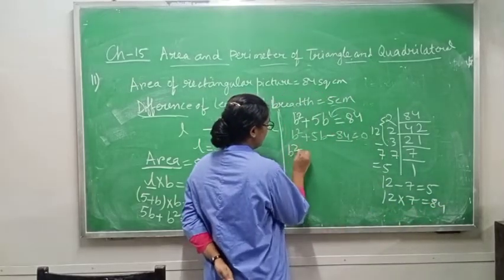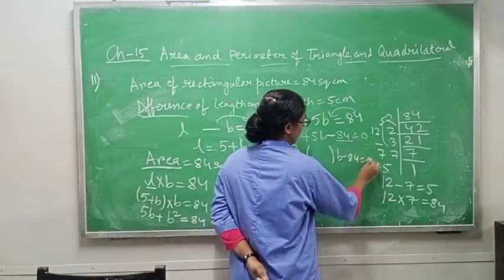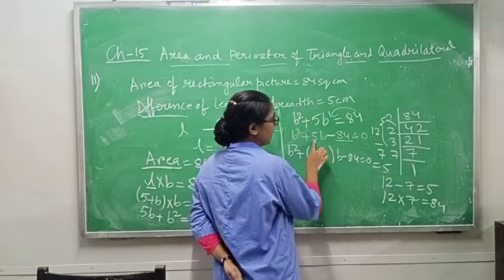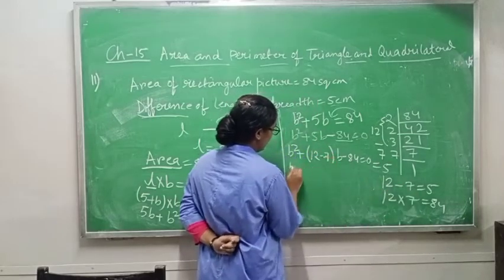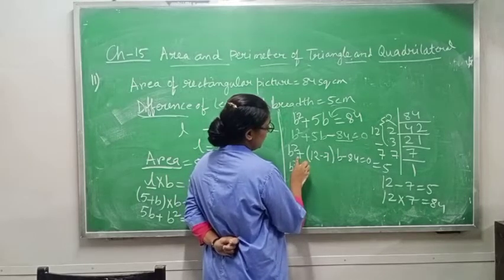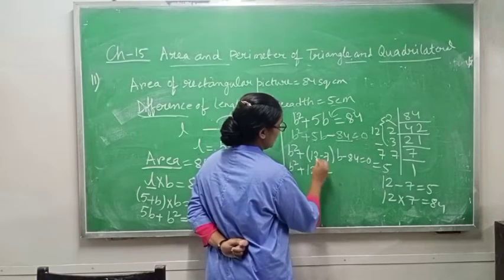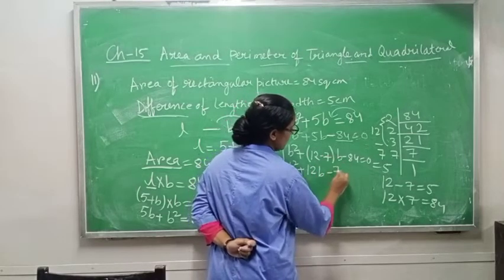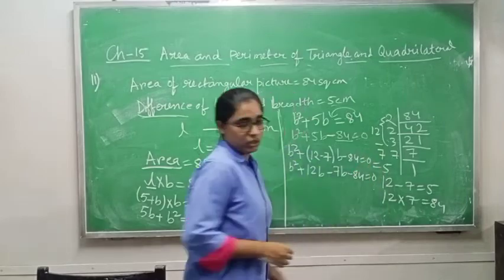So what we will do in the middle term, in place of 5 what we will write? 12 minus 7. So B square plus 12 into B, 12B, minus 7 into B, 7B, minus 84 equals 0. Okay.